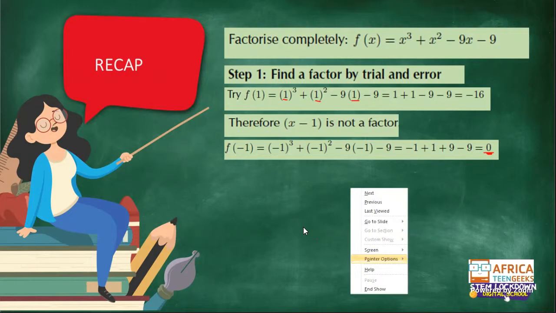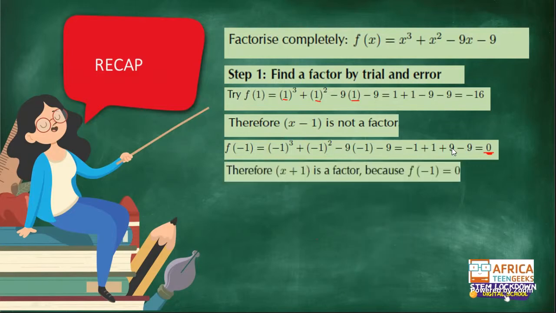So you will need to revise this, guys. If you substitute negative 1 and your answer is 0, then it means x plus 1 is a factor, because when you substitute it into your original function, you get 0.